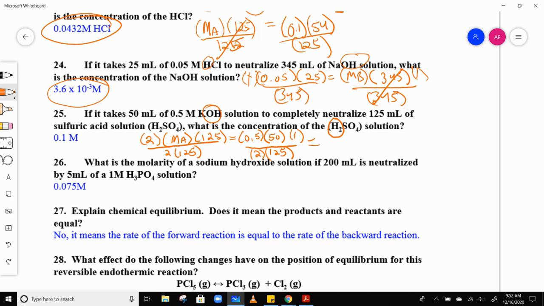Let me just make sure in my calculator here. 0.5 times 50 divided by 2 divided by 125, and I got 0.1. So I think the key here is remembering this 2. Princess, did you remember to get that 2 in there? Because there's 2 H's in this H2SO4. That's the common mistake that most people make, because really for every mole of H2SO4, we actually get 2 moles of H plus.